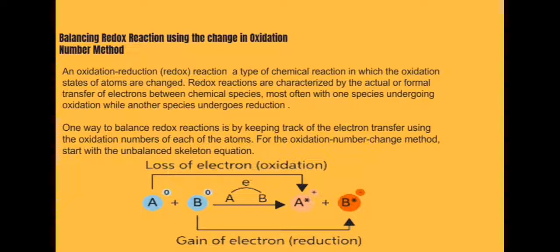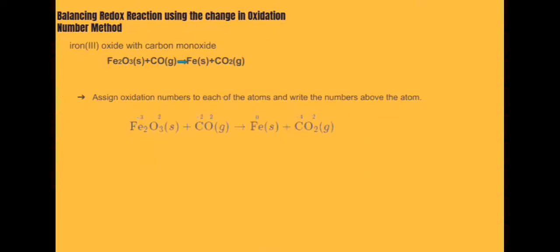For the oxidation number change method, start with the unbalanced skeleton equation. Example of this is the reaction of iron oxide with carbon monoxide. First step in balancing redox reaction is to assign oxidation numbers to each of the atoms in the equation and write the numbers above the atom.